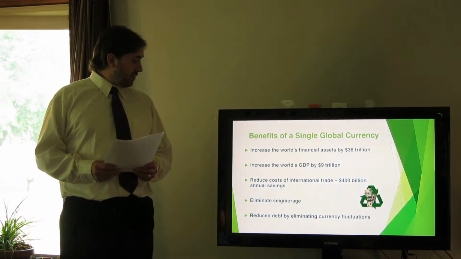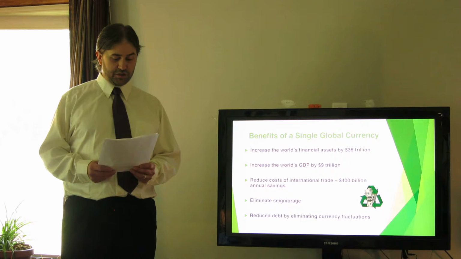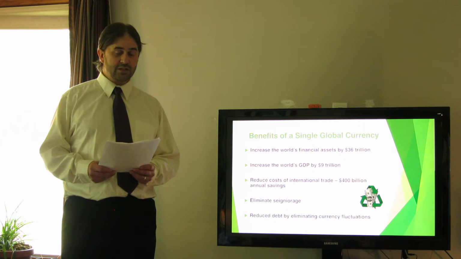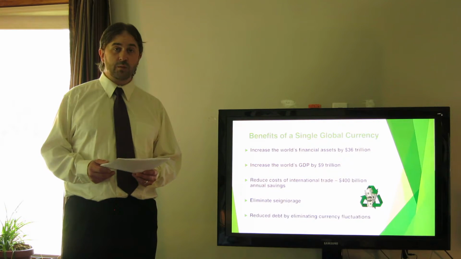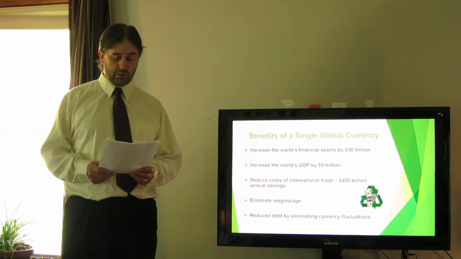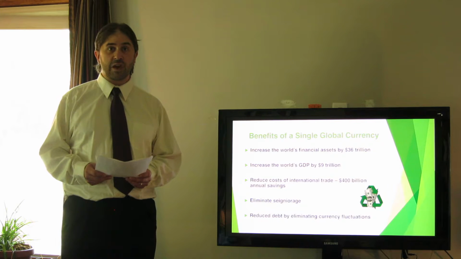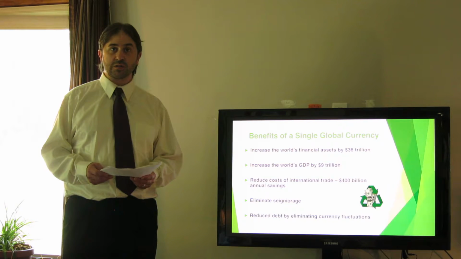The last benefit would be reducing debt by eliminating currency fluctuations. Up until 1971, there was a system called the Bretton Woods system that regulated the value of currencies throughout the world. In 1971, the system ceased to exist, and the result was wild annual fluctuations in the value of the various currencies of the world.